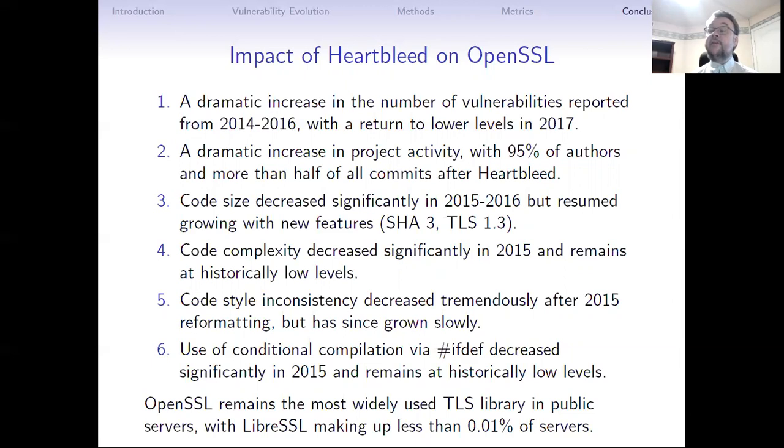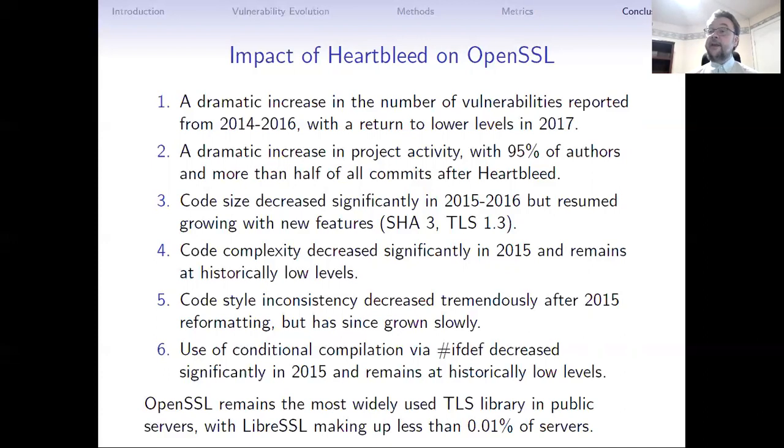Code complexity decreased significantly in 2015 and remained at historically low levels. Style inconsistency decreased even more, but it started to grow slowly, although it still remains within fairly normal values for an open source project. And finally, use of conditional compilation via ifdef decreased significantly and continued to decrease or remain at a low level.